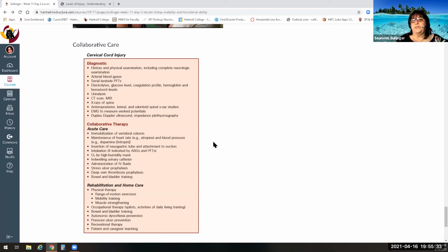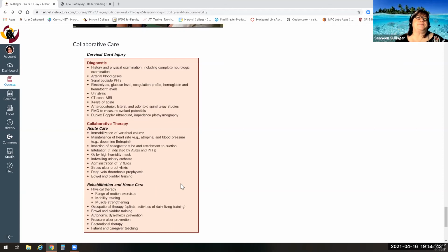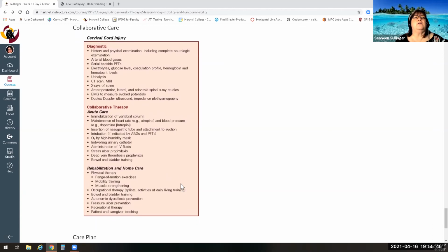Most of that falls on the nurse to do, right? We're doing that education. Hopefully they get to go to a rehab facility or someplace that specializes in spinal cord injury, which is also helpful. And then rehab and home care, right? So physical therapy for the range of motion, mobility, muscle strengthening, OT, right? Which is your ADLs. So that's where the functional ability comes in, and what is it that you're able to do for ADLs, the bowel and bladder training, recognizing the autonomic dysreflexia. So you're able to prevent it, recognize it, and also treat it.